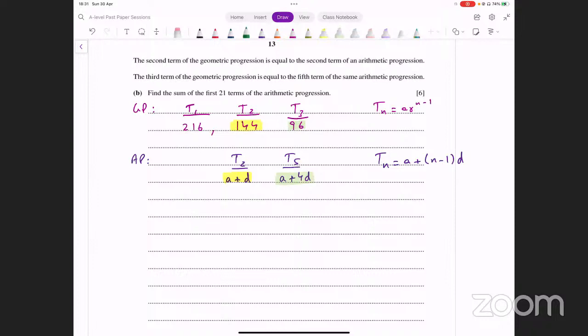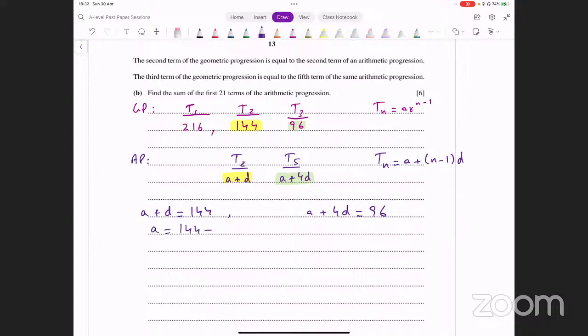इससे आपके पास क्या होएगा? 2 equations आ जाएंगी. So we have A plus D equal to 144. And A plus 4D equal to 96. These are 2 equations that we have. We can solve them simultaneously and find the values for A and D from this. Let's do that. दोनों में A को subject बना ले.